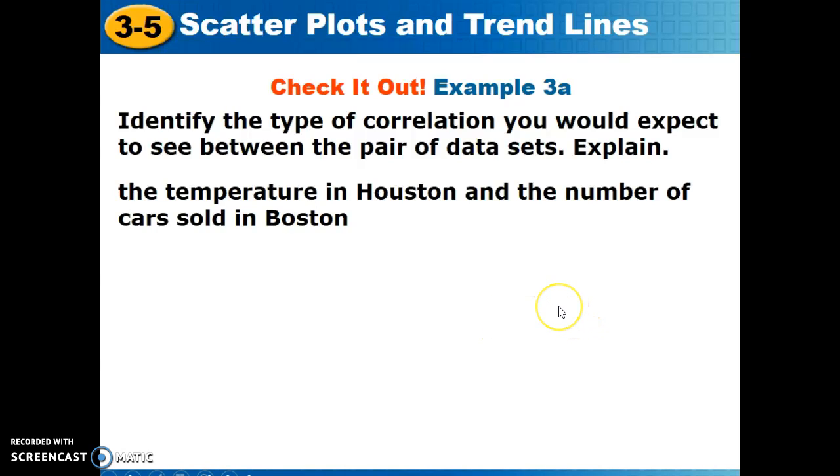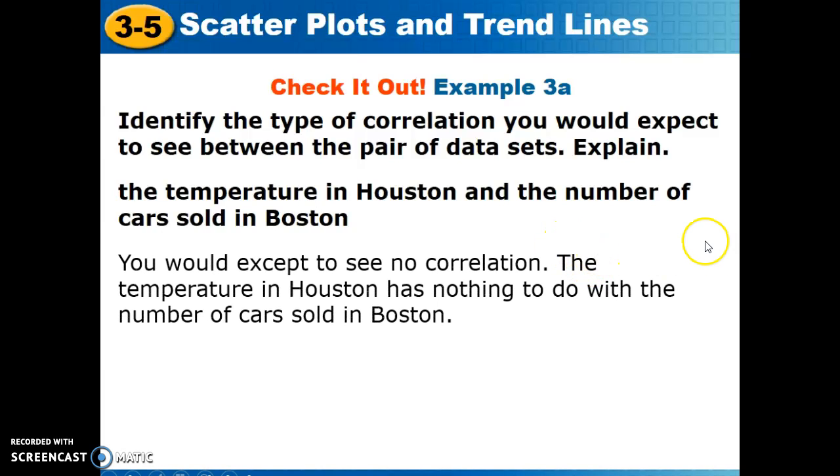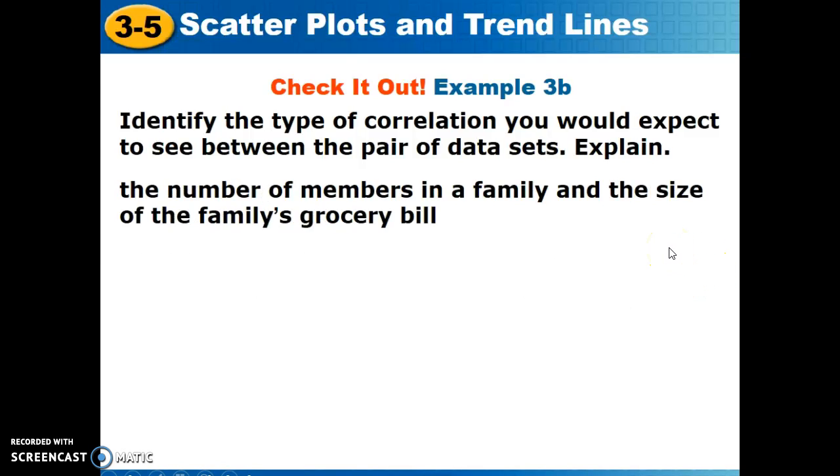How about a correlation here? The temperature in Houston and the number of cars sold in Boston. Well, I hope that instantly you see that these two things have nothing to do with each other. There should be no correlation between how hot it is in Texas and how many cars we're selling in Boston.